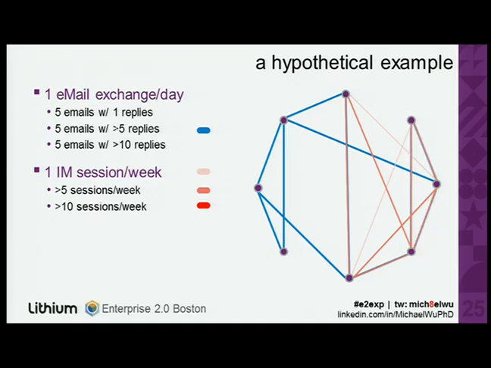So let's use that as a criteria as well. Okay, so we get the red. These are people who have exchanged at least 5 emails a week with 5 replies and have 10 instant messaging sessions per week. All right.